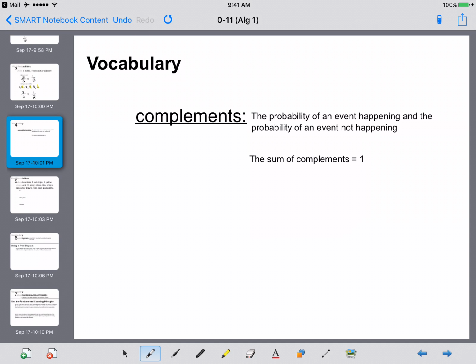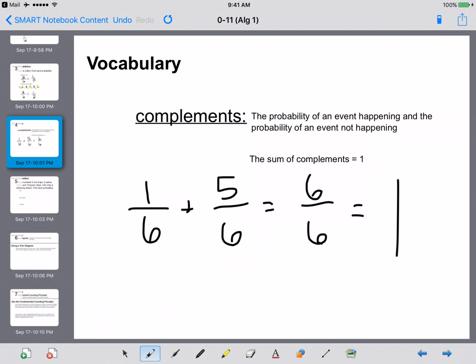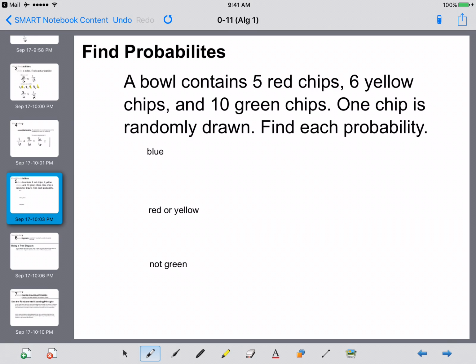Vocabulary, a complement. The probability of an event happening and the probability of an event not happening. The sum of complements always equals 1. So the probability of rolling 1 would be 1/6. The probability of not rolling 1 would then be 5/6. And just to double check our work, if you add them together, they equal 6 over 6, which is 1. So the probability of an event happening and it not happening are complements of each other. They add up to 1.